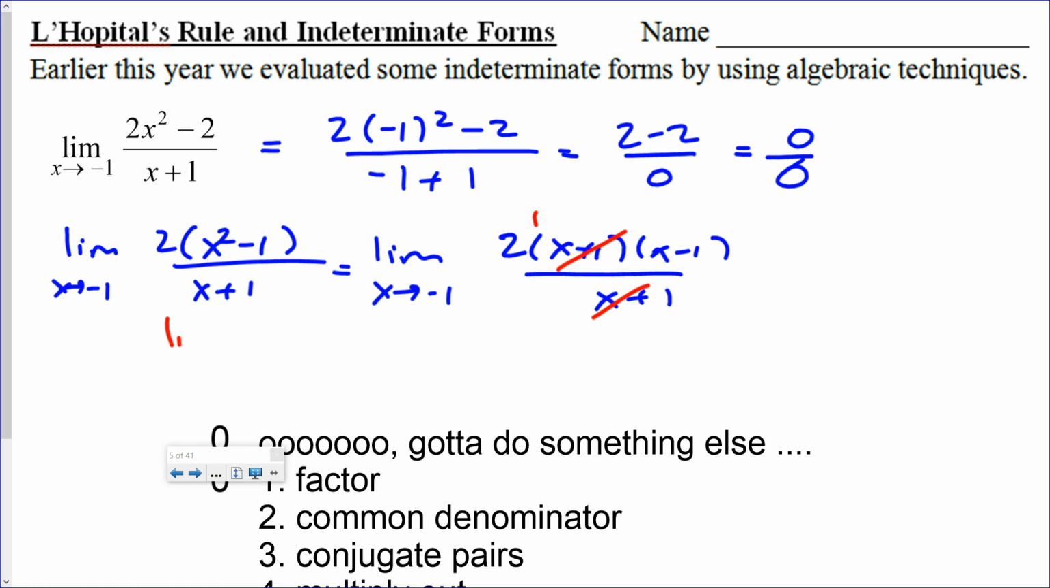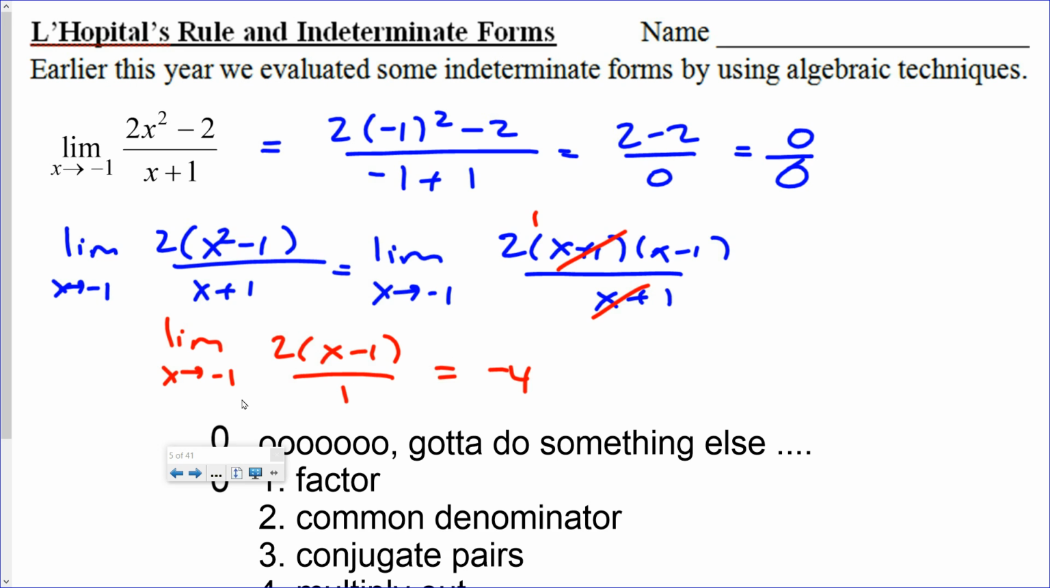So what I got here is a new problem. The limit as x goes to negative 1 of 2 times x minus 1 over 1. If I plug in negative 1 here, tell me what your answer is. Be careful. Plug in negative 1 and tell me what your answer is. Negative 4. Okay, so this answer is negative 4.